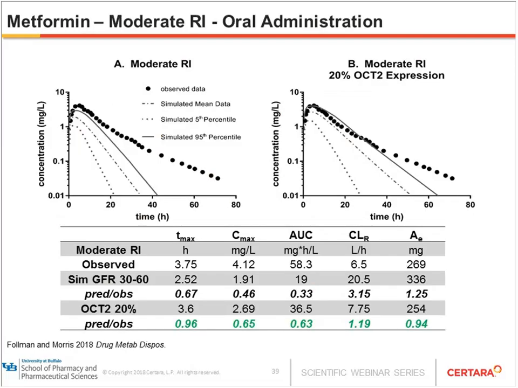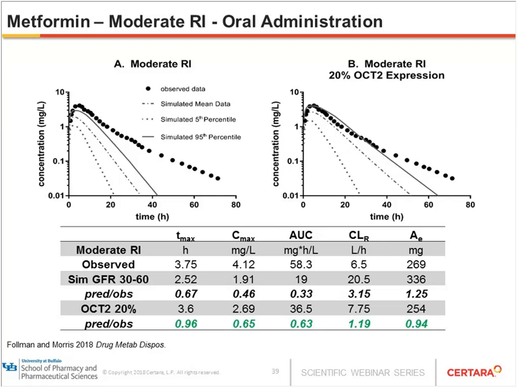So I'll start with metformin for a moderate RI population. Again, I just want to remind you that this is oral administration. These slides are all set up the same. The left panel has the base simulation. So this is just the metformin file in Simcyp with the moderate RI population in Simcyp with no modification, and the right panel has the most improved modified simulation with the modification listed under the title. So the modification in this instance was 20% of OCT2 expression. The black dots are the observed data, and the lines represent the simulated mean, 5th, and 95th percentile of the trials. The tables below have the different PK parameters.